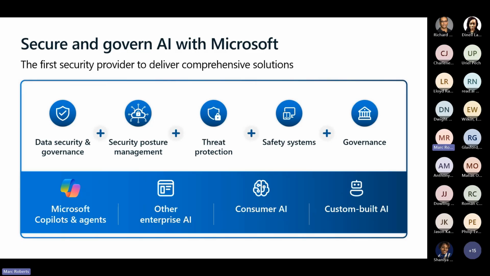Microsoft is actually the first security provider to deliver comprehensive solutions for AI, including data security and compliance, security posture management, threat protection, safety systems, and governance capabilities across the Microsoft Copilots and agents and other enterprise AI, such as, as I mentioned, ChatGPT Enterprise, consumer AI, and custom-built AI apps.